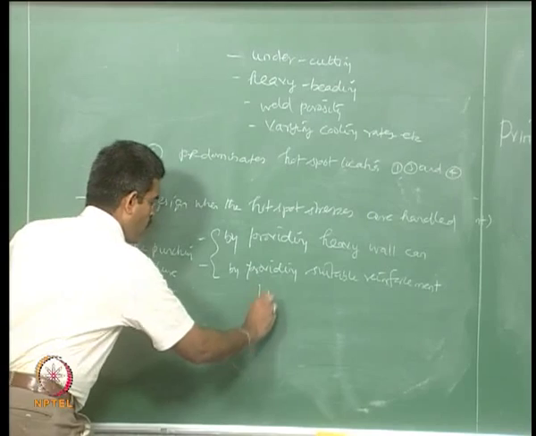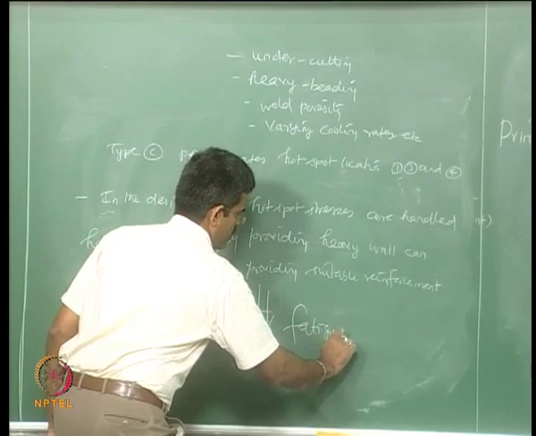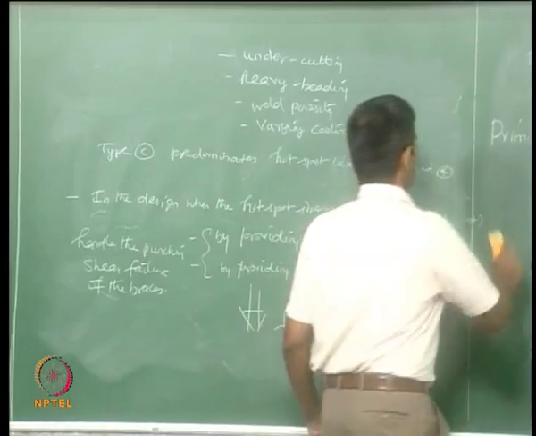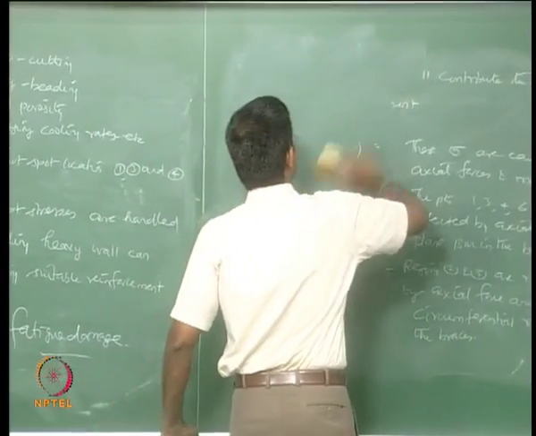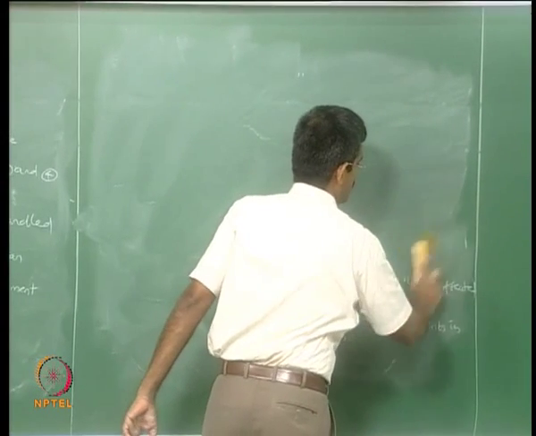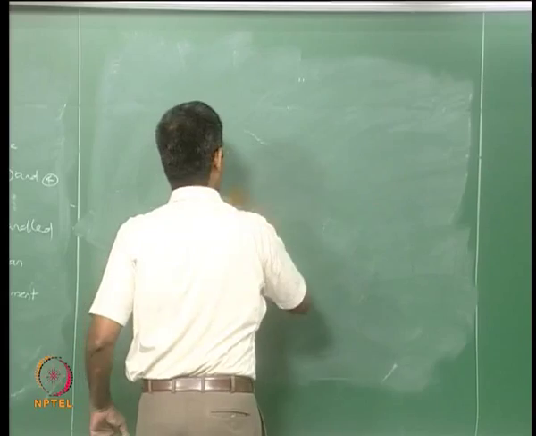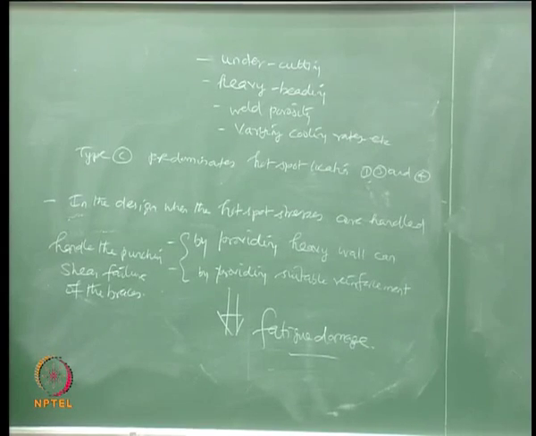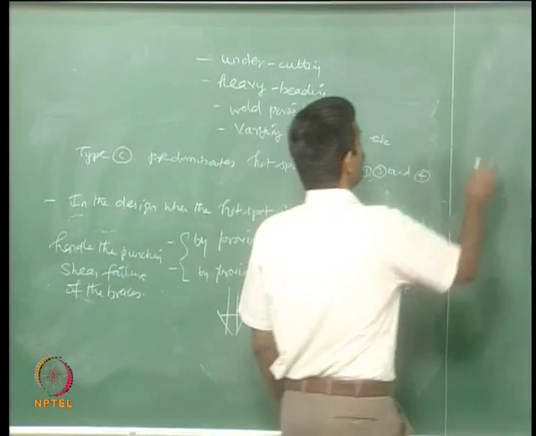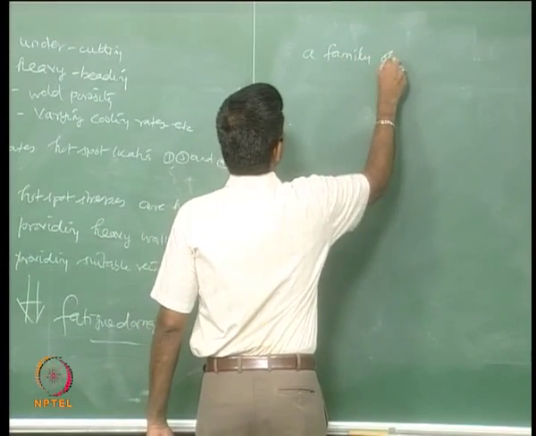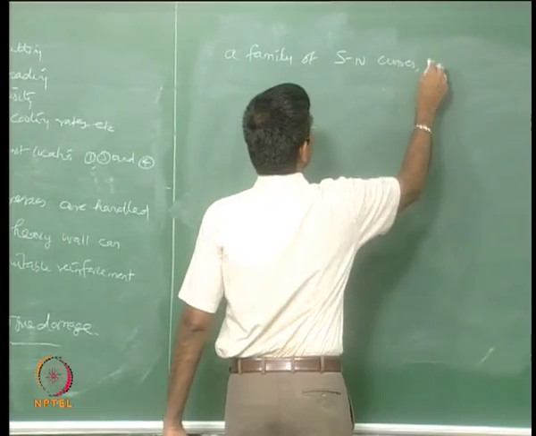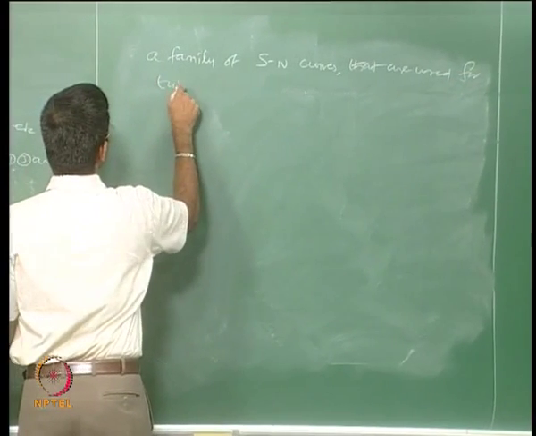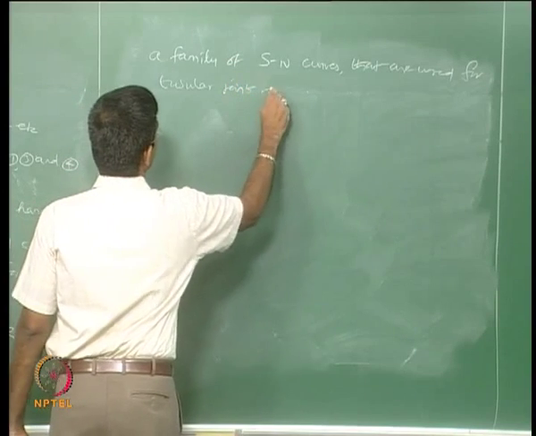Once this is handled, the focus will be towards the fatigue damage. That is why the fatigue damage becomes important for tubular joints, because there are methods to handle the punching shear failure etcetera by adopting certain design parameters. So, ultimately the design focus will be towards fatigue damage estimates. Therefore, a family of SN curves that are used for tubular joints should be available.